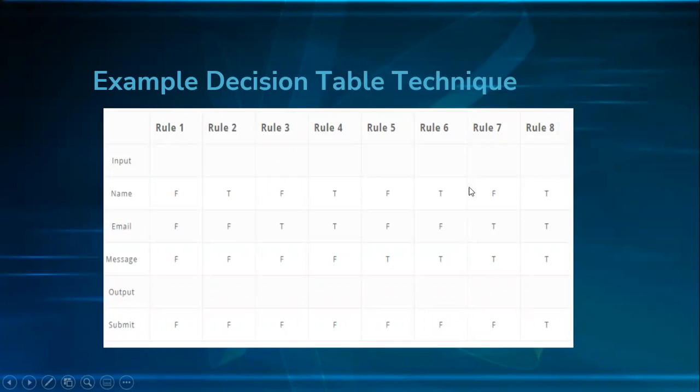Now, the happy path. My name is correct. My email is correct. I've put a message. Hence, that submit button should be enabled. That's a true example of the decision table technique.